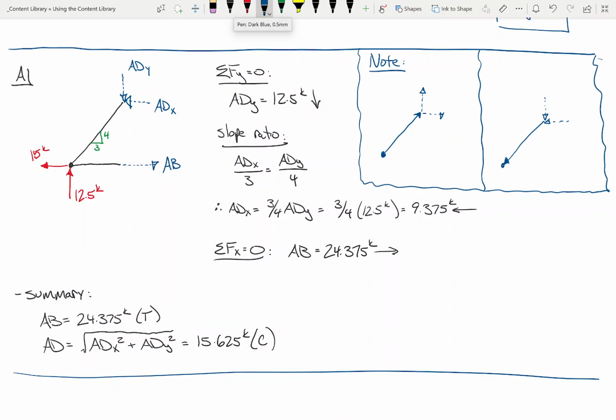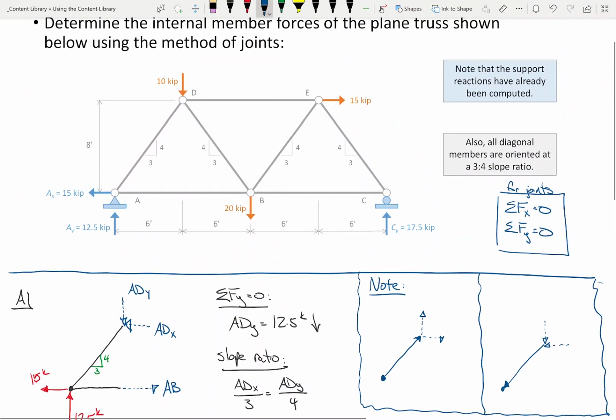Let's go back to the original truss image. Okay. So here's what I'm gonna do. I'm gonna break out my highlighter. And here's what I'm gonna do. I'm gonna highlight this member and this member. Now, why am I highlighting those two members? Those are the ones I just solved, right?